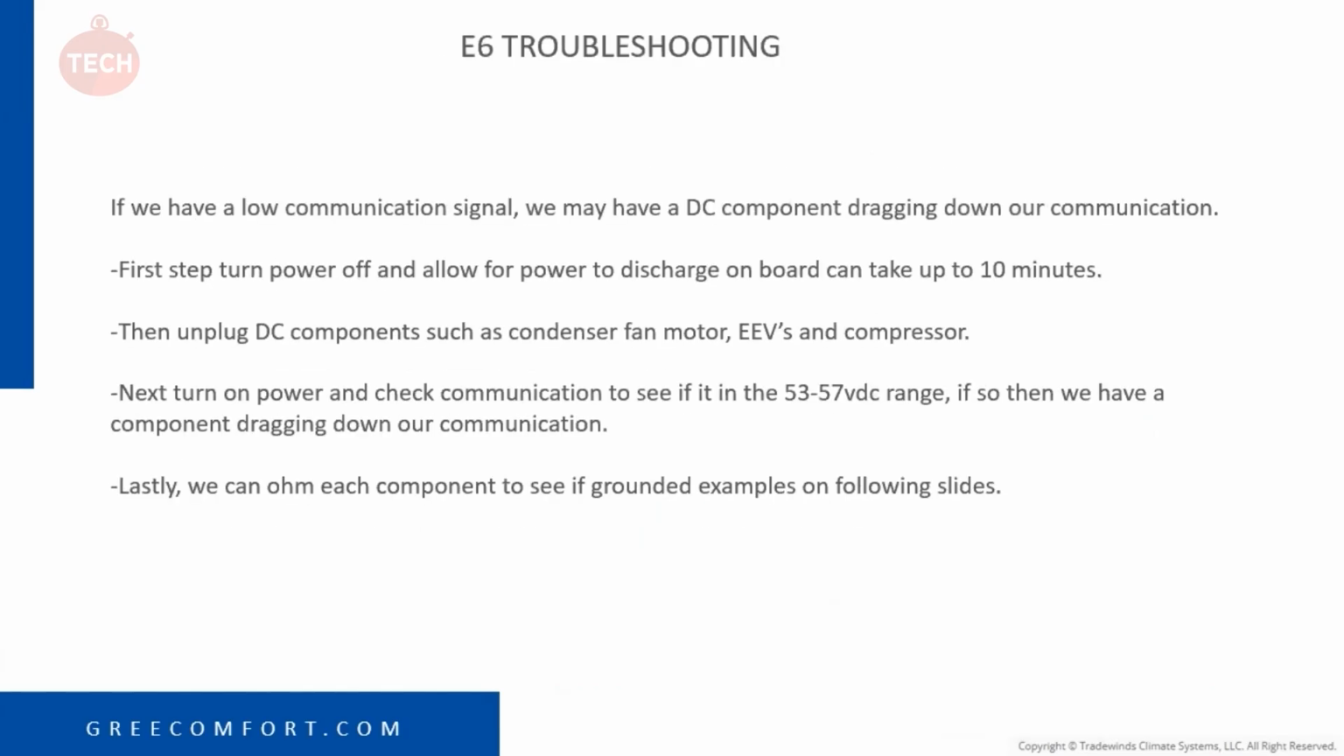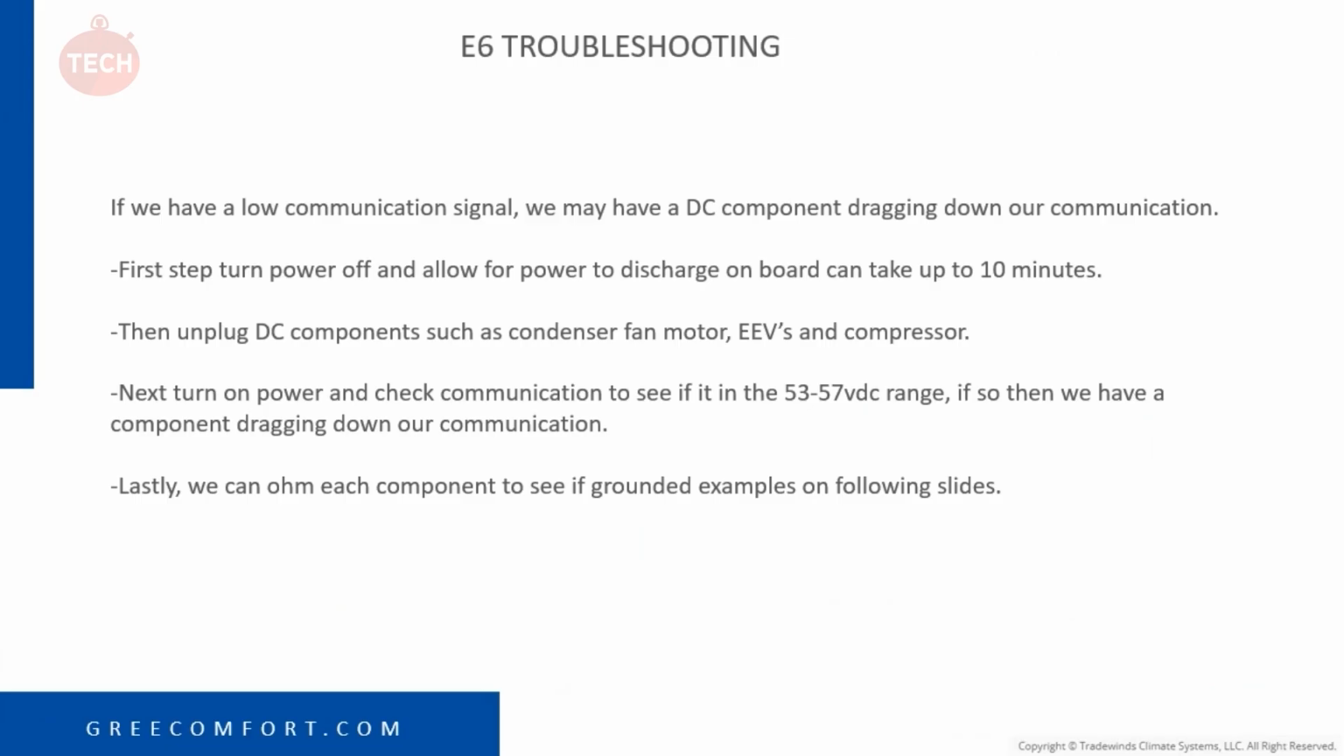So if we have a low communication signal, we may have a DC component dragging down our communication. So the first step, if we do have a low communication signal, say we have 38 volts DC, is to turn power off and allow that board to discharge, about 10 minutes. Then we want to unplug the DC components such as your condenser fan motor, your EEV and compressor. Next, we want to turn on power and check communication to see if DC voltage is somewhere between 53 to 57 volts DC. I'd actually say 54 to 56 is more ideal, but 53 to 57 is in that range.